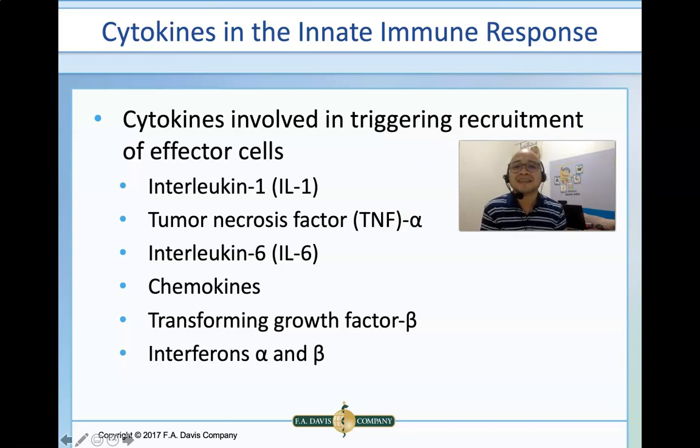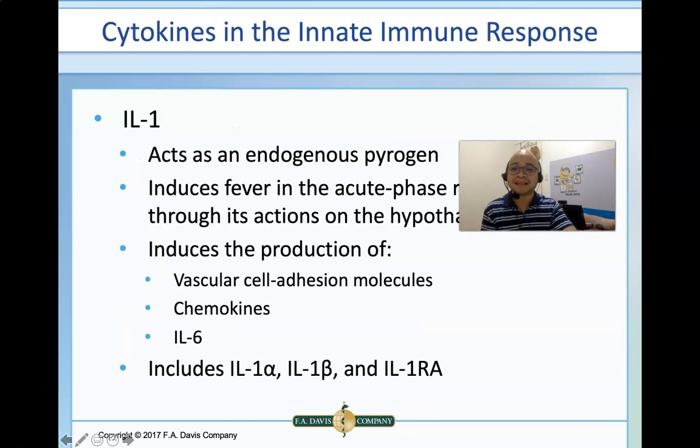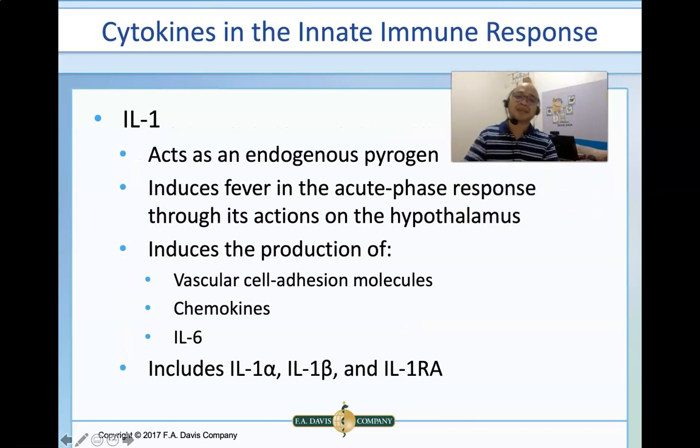Okay, so these cytokines are involved in triggering recruitment of effector cells. Examples of these cytokines are interleukin 1, tumor necrosis factor alpha, interleukin 6, the chemokines, transforming growth factor beta, and the alpha and beta interferons. So let's talk first about interleukin 1.